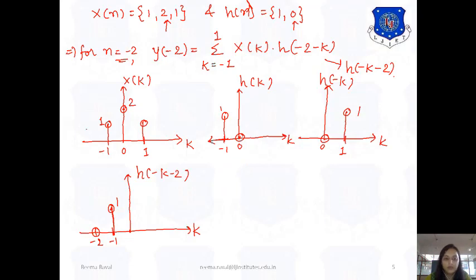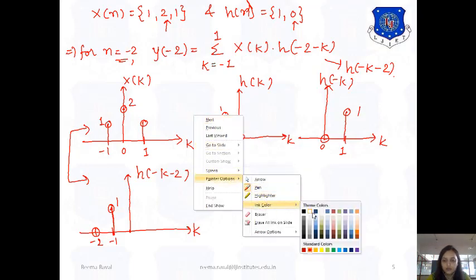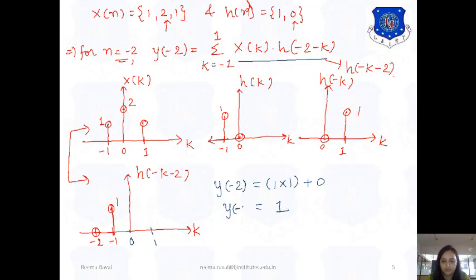Okay. Now we will multiply the respective elements of these two sequences, because we need to multiply the values according to the formula. That means x of k into h of -2 minus k. That will give us the value y of -2. So as you can see over here, at 0 instant you have no values, but here it is 2. At instant 1 there is no value, but here at -1 both have the value 1. So 1 into 1 plus the other values are 0. That will give you the value 1. So y of -2 is equal to 1.